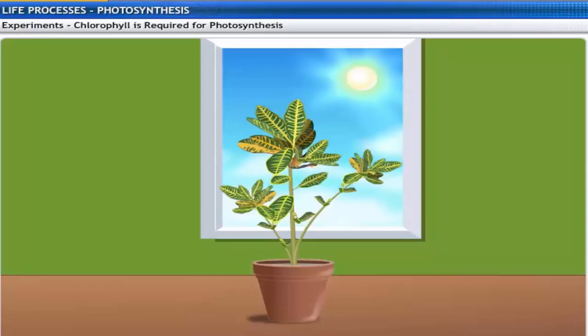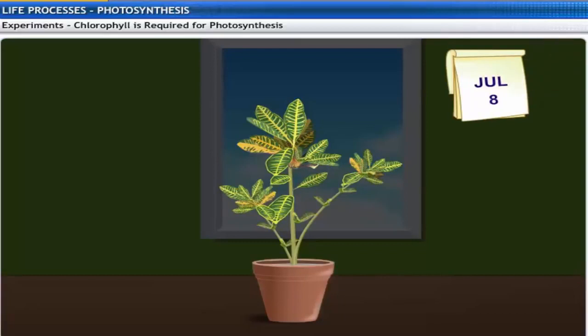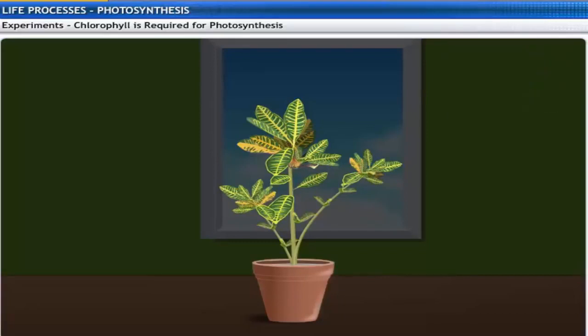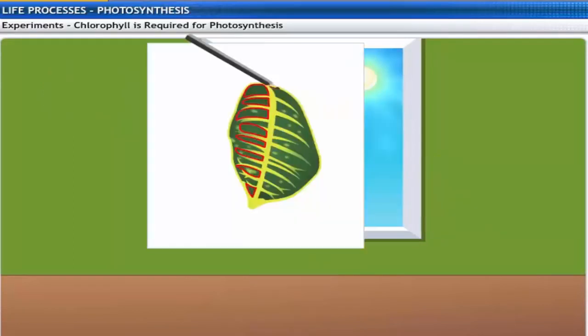Take a potted plant that has variegated leaves, such as crotons. Keep the plant in a dark room for 3 days so that all the starch gets used up. Now keep the potted plant in sunlight for 6 hours. Pluck a leaf from the plant. Mark the green areas in it and trace them using a sheet of tracing paper.